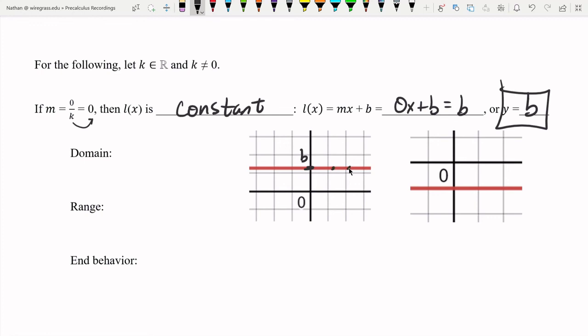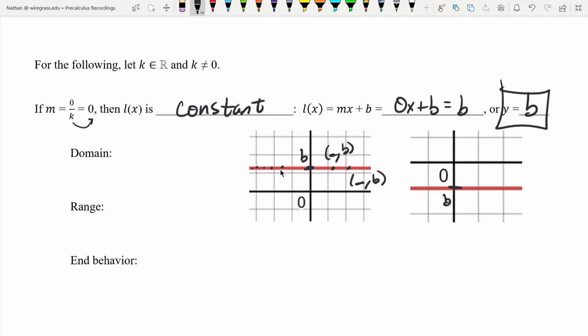Every point on here has a y value of b. This point has something for the x value, and then b for the y value. Everything back here as well. That's all it is. This is also b here for this linear function.